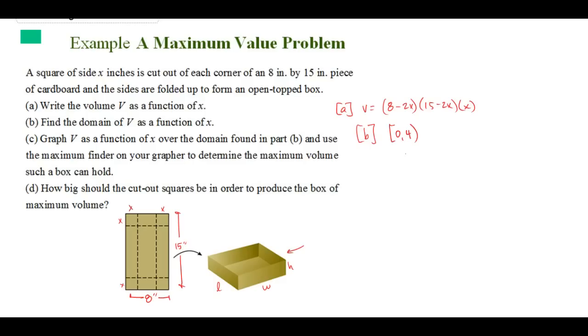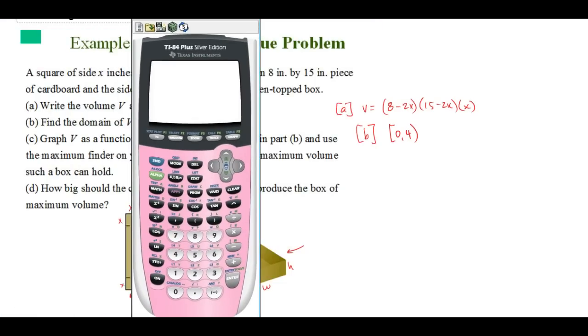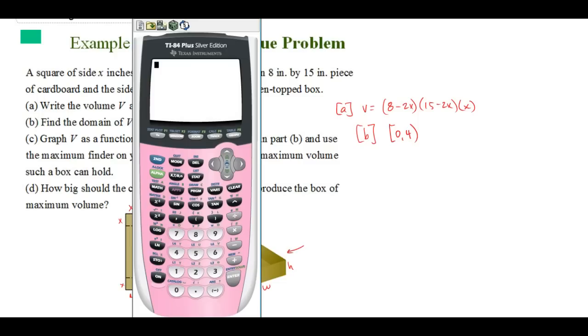Part C says graph the function over the domain in part B. So all right, I'm going to get my graphing calculator out. If Sheila would come up here, please. There she is. I'm going to shrink that just so I can read what I'm doing, and then if you need, maybe I'll put it back. So I want to graph this. I'm going to set y equals, take out what I had in there, so clear, and just type it in like it is. 8 minus 2x, 15 minus 2x, and x. Exciting to watch me type on a calculator. So there's the volume for my box.